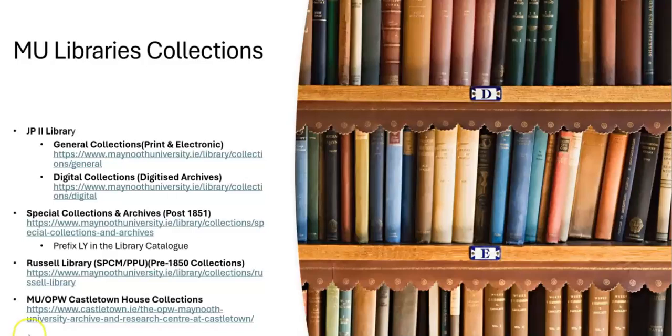Within Maynooth itself, there are a number of different collections. There's the John Paul II Library that has the general collections and digital collections, generally the more current collections. Then there's special collections and archives, the post-1851 material, also housed in the John Paul II Library. There's the Russell Library, the pre-1850 collections, over in St Patrick's College, Maynooth. And then there's the Castletown House collections, which generally relate to things like the large estates in Ireland, down in Castletown House in Celbridge.